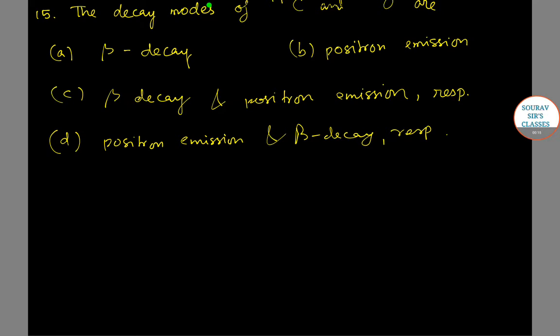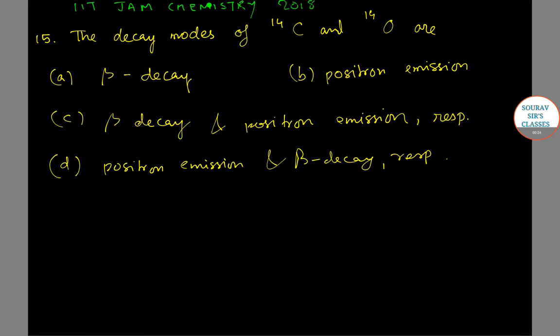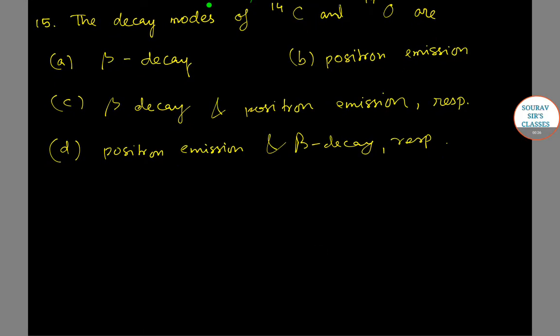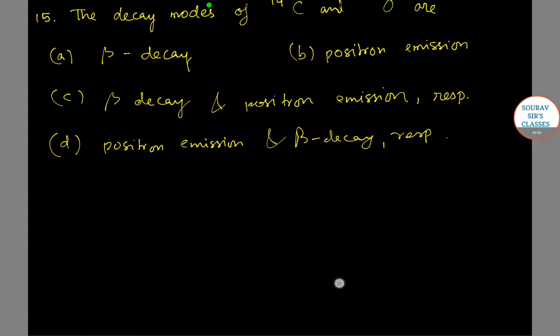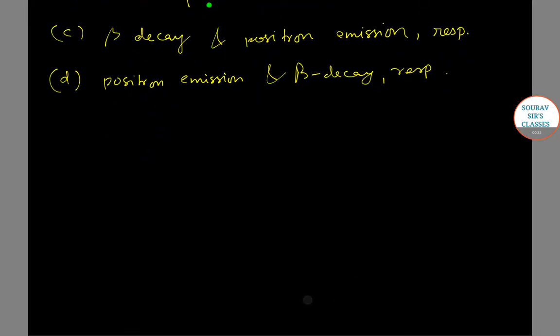So option A states that it is beta decay, option B states that both are positron emission, C states that beta decay is for C14 and for O14 it is positron emission, and D states that positron emission and beta decay respectively for C14 and O14. So we have to choose from these four options.